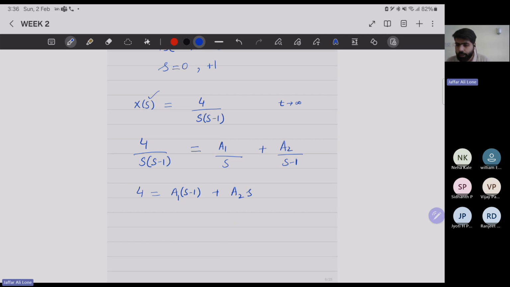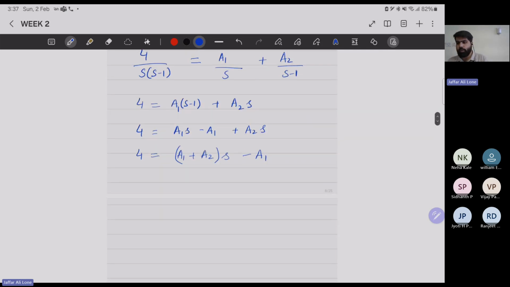What I did was take the LCM, or multiply both sides by the s into (s minus 1) term. So this will vanish here, and here the term will be (s minus 1), and here the term will be s. Again, simplifying it a bit, it will be A1 s minus A1 plus A2 into s. Then 4 is equal to, collecting the s terms, (A1 plus A2) s minus A1.